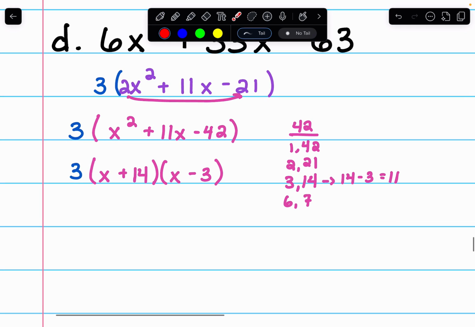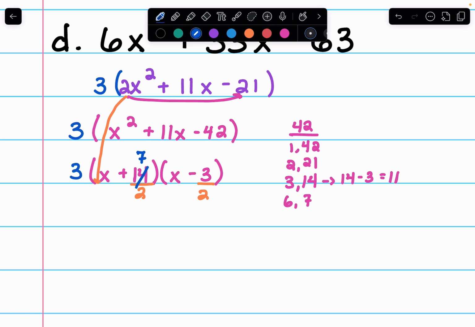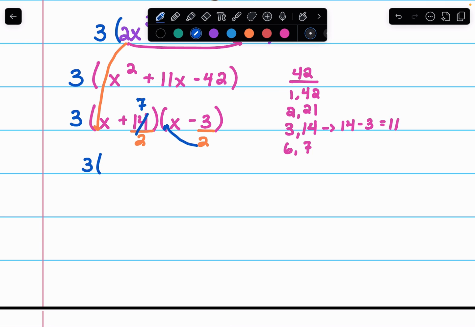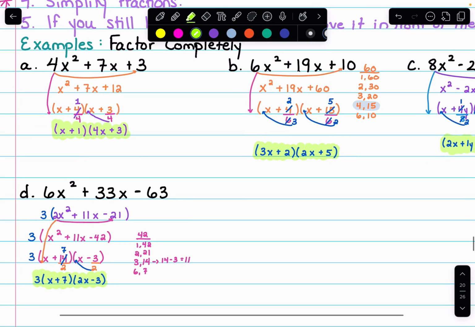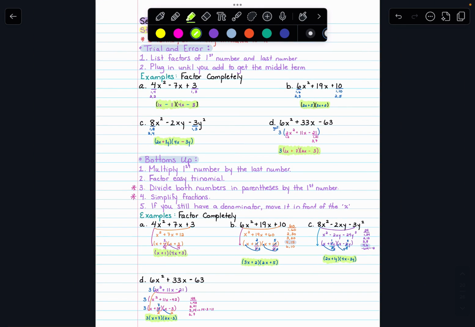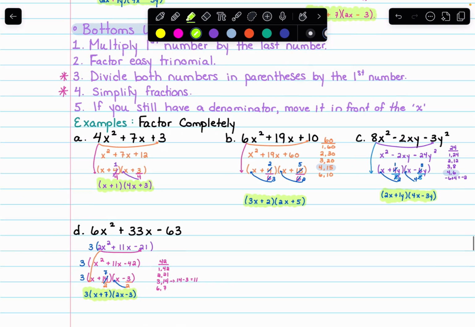We're going to be careful here. I'm not dividing by 6. I'm dividing by 2. Then I'm simplifying. 14 divided by 2 is 7. 3 divided by 2, can't do anything. Move it to the front. 3 times x plus 7. 2x minus 3. Just like that. Okay? So whichever method you want to use, if you want to do trial and error, do it. If you want to do bottoms up, do it. Okay?